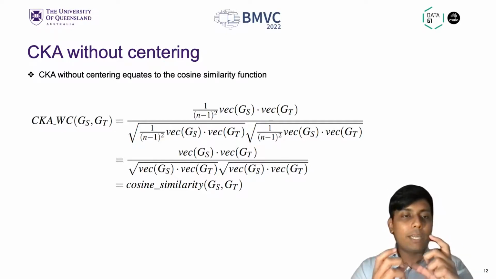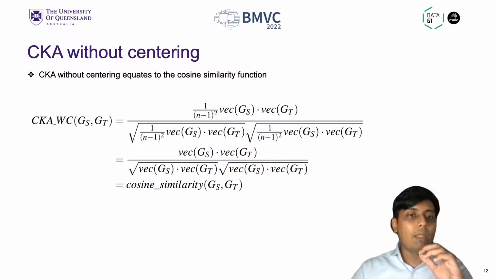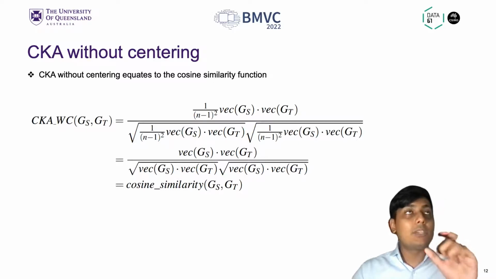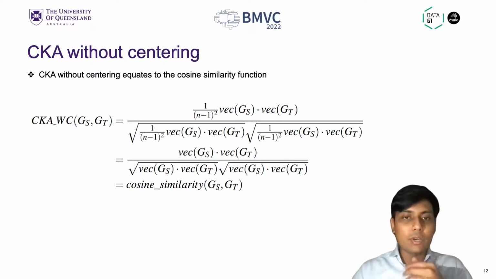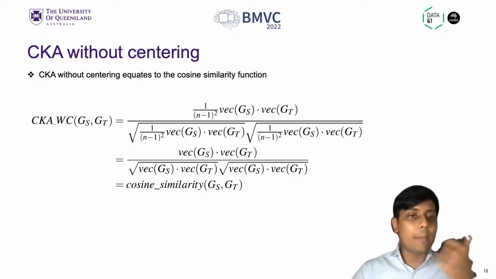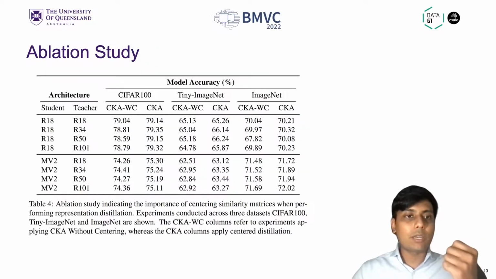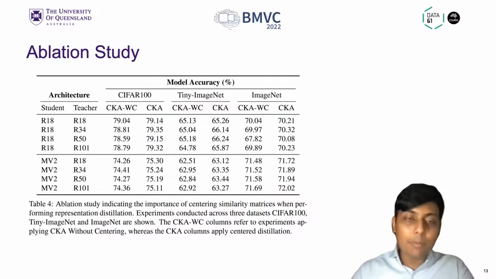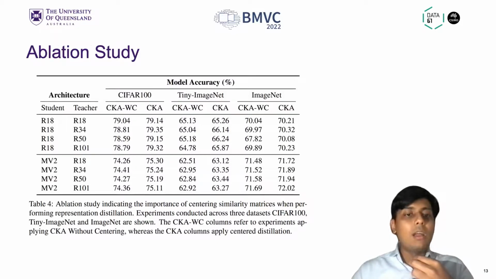What we did was we removed the centering matrix in the HSIC kernel, and we formulated a loss function that's basically the CKA without that centering part. It turns out that just boils down to the cosine similarity, right? If you just compute cosine similarity between the two Gram matrices, that's basically CKA without centering. From our ablation study, we can see that CKA without centering consistently underperforms CKA with centering.